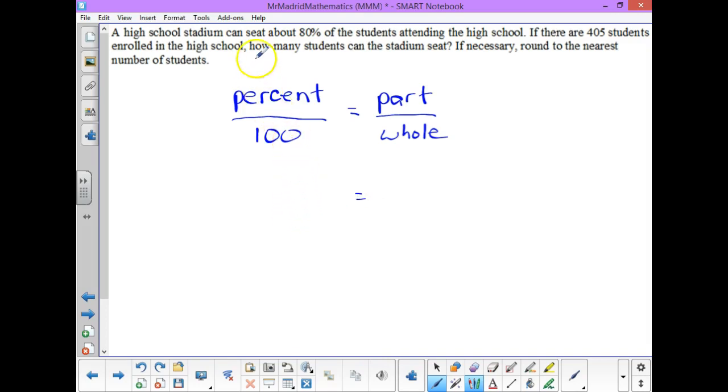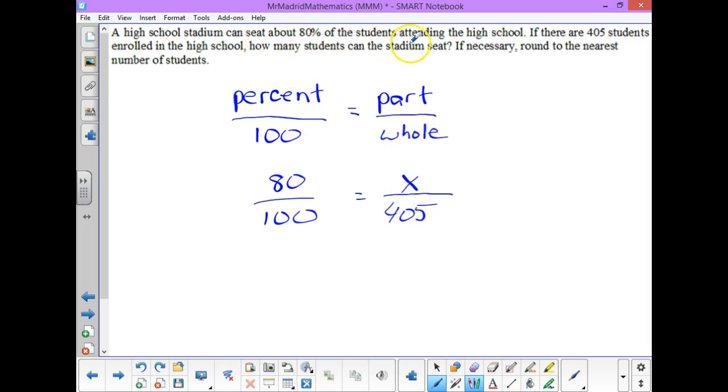So when we read it, it says 80%, so there's the percent given, right? 80 out of 100. Done, right? Next, if there are 405 students enrolled, you gotta work on your interpretation. Would that be the part or the whole? Okay, if you're thinking whole, good. So the only thing missing is the part, right?